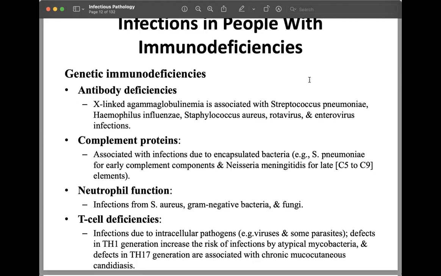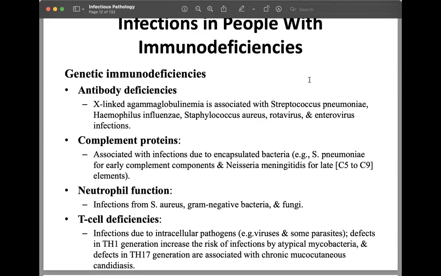Deficiencies of complement proteins can also predispose you to encapsulated bacteria, specifically Strep pneumoniae and Neisseria, because complement components can act as opsonins. We know that the B components like C3b, C4b, and C5b can act as opsonins. Okay.